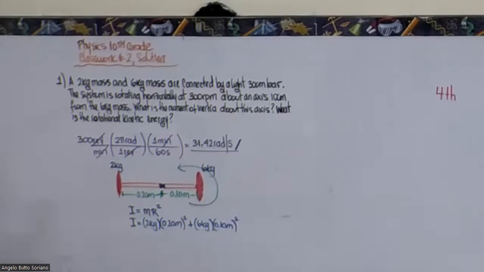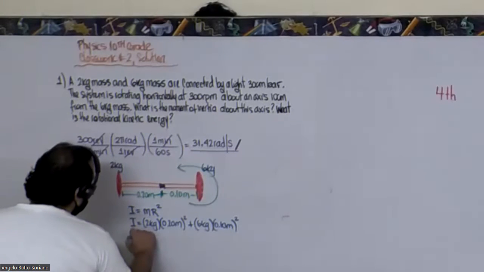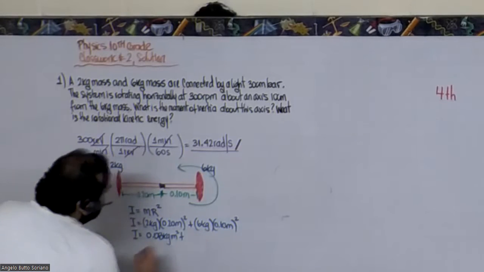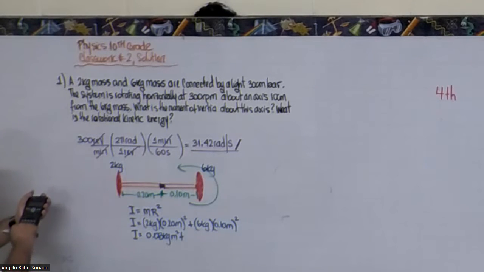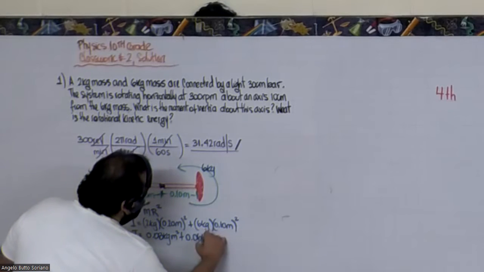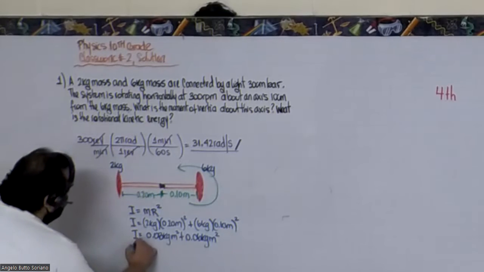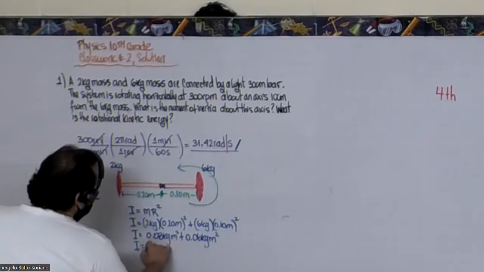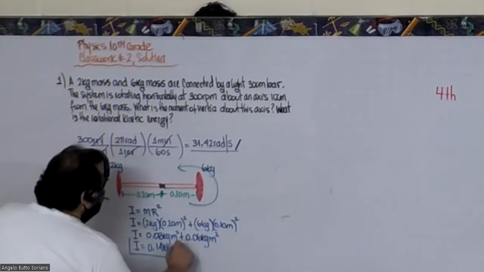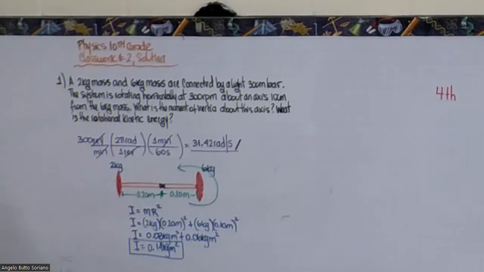So basically 0.20 squared times 2 in the first one will be 0.08 kilograms square meters. And the second one, 0.10 squared times 6, will be 0.06 kilograms square meters. So the total moment of inertia will be 0.14 kilograms square meters. This is the answer for the first question.